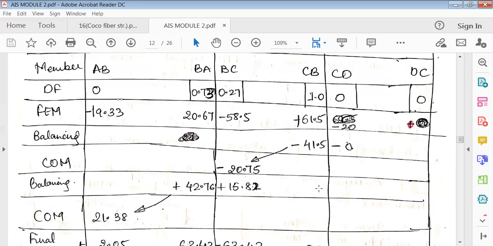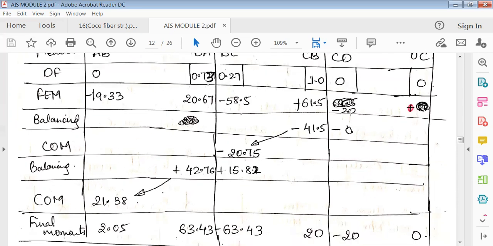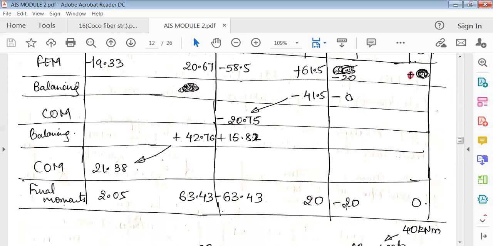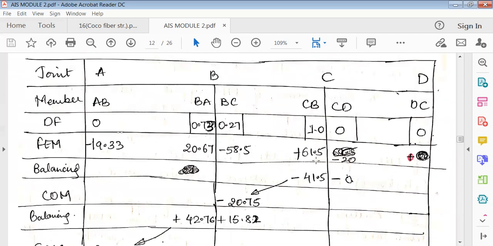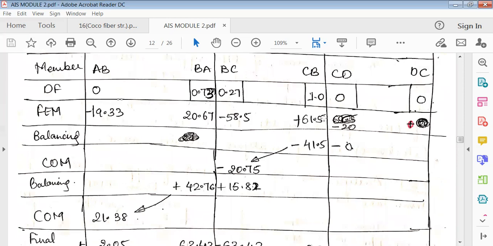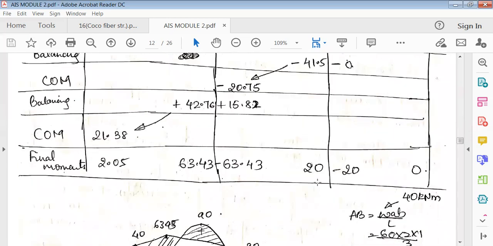So when you just check this out here, in CD it is minus 20, you have marked it here, so it's minus 20. Likewise in this portion, that's CB, 61.5 minus 41.5. When you add this, it is plus 20. So this is plus 20 and this is minus 20. Both are equal and opposite, and this joint is balanced. Okay, so this portion is over.